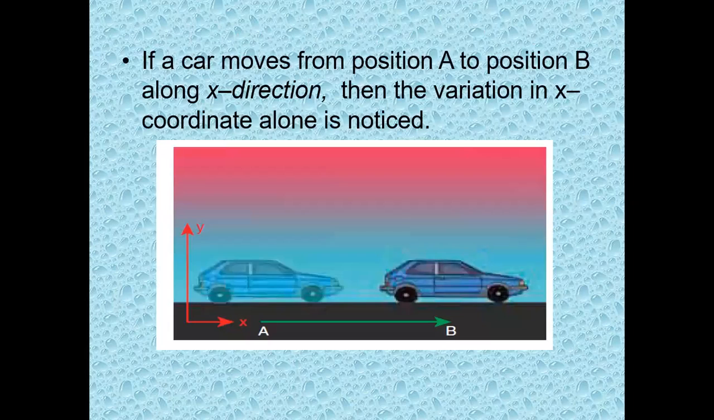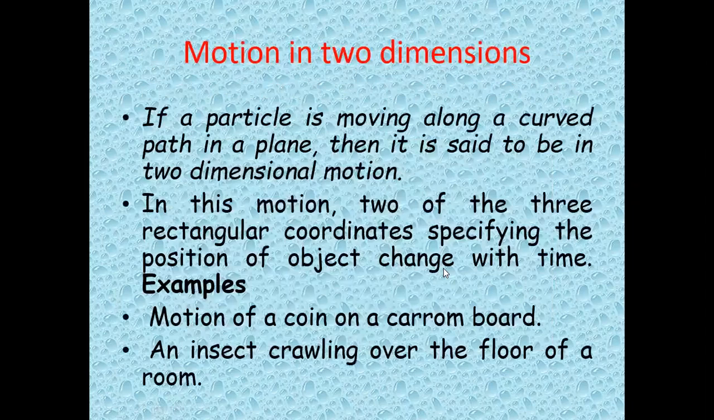Another example is here. You can see here a car moves from position A to B. Here this is the position of the car initially. Now it is moving towards B. And this direction of coordinates is given. This is your x-axis and this is your y-axis. Now with respect to the x-axis alone, the car is moving. So the position of the car with respect to the x-axis is changing with time. So this is the motion in one dimension.